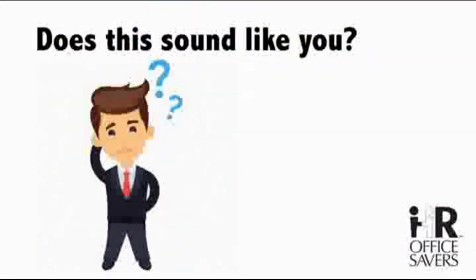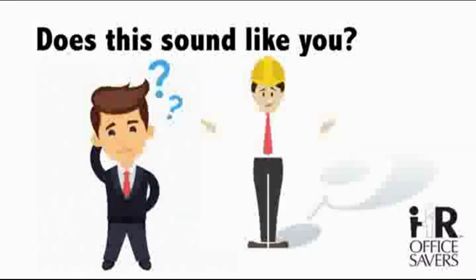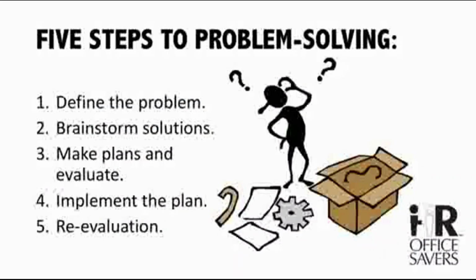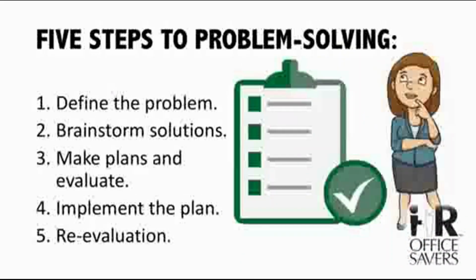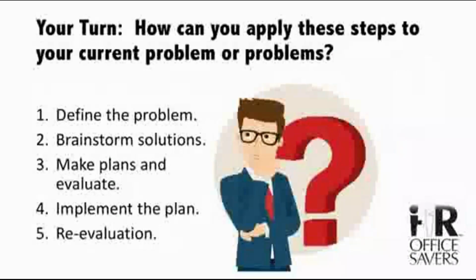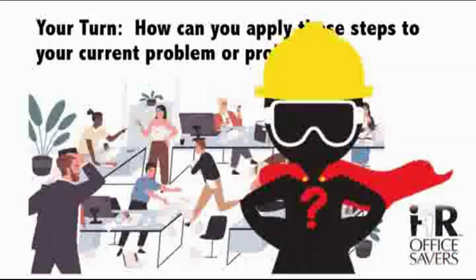Does this sound like you? Are you putting out fires left and right and not sure why problems aren't being solved with permanent solutions? Consider the 5 steps to problem solving that we've talked about in this video. Defining the problem, brainstorming solutions, making plans and evaluating, implementing the plan, and re-evaluating to determine how well the plan is working. How can you apply these steps to your current problem or problems in your workplace, department, or organization?